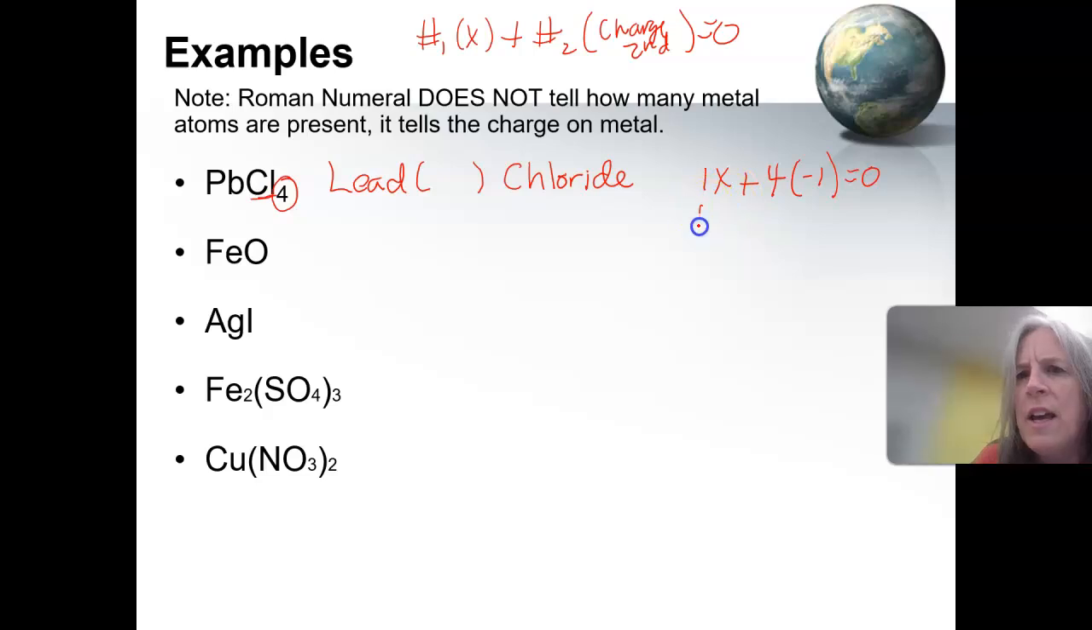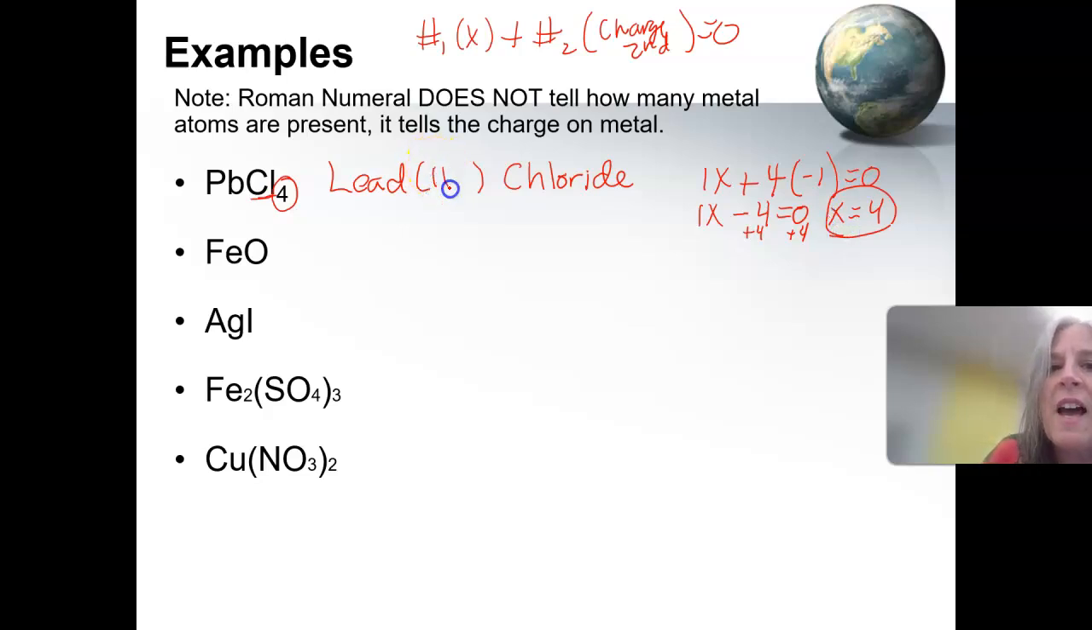So 1x, which is just the same as x, plus 4 times -1, that's -4, equals 0. So x is equal to 4. Add 4 to both sides, and we get x is equal to 4. So this is Roman numeral 4, which is IV. That's how that works.